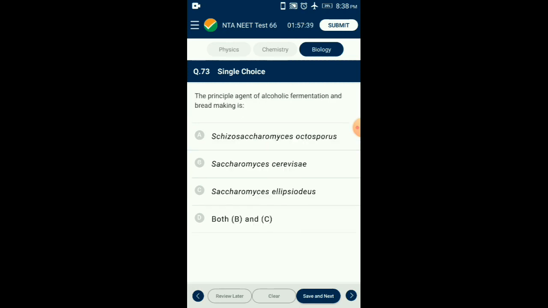Question number 73. The principal agent of alcoholic fermentation and bread making is Saccharomyces cerevisiae, which under anaerobic condition converts sugary solutions into alcohol. The enzyme zymase is responsible for this conversion. Saccharomyces cerevisiae is also used in bread making. So the answer is option B, Saccharomyces cerevisiae.